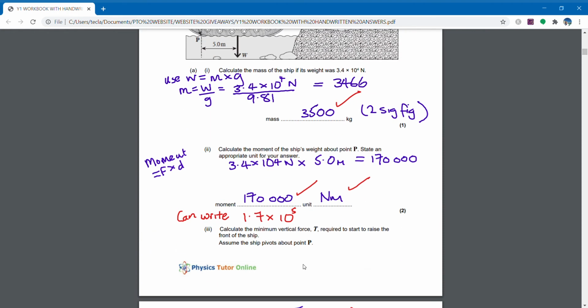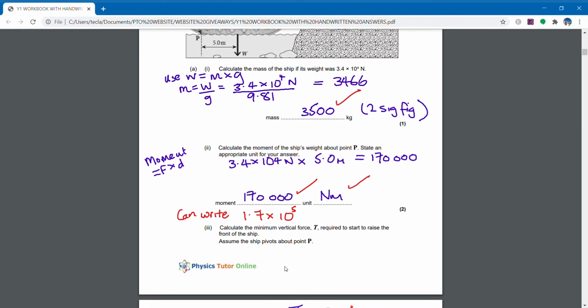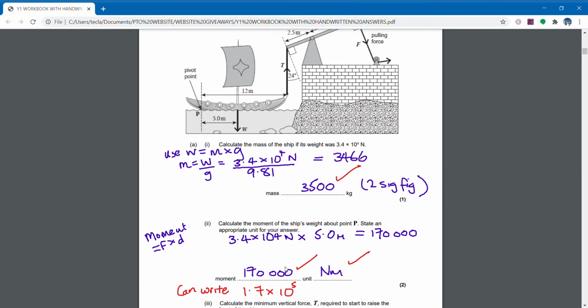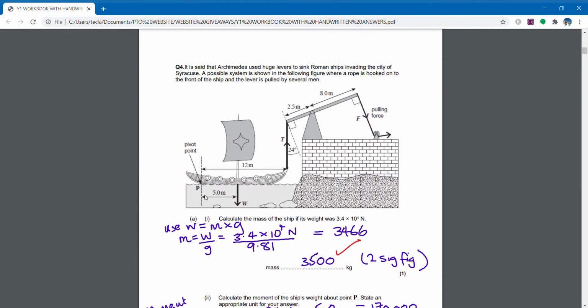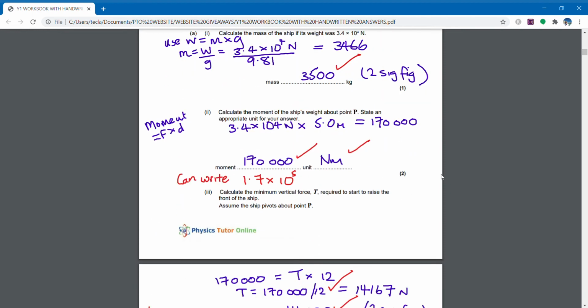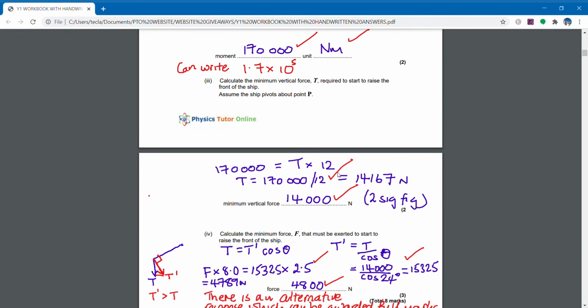Calculate the minimum vertical force T required to start to raise the front of the ship. Assume the ship pivots about point P. So looking at the diagram, we've just calculated the clockwise moment. We now need to balance that. So the anti-clockwise moment will equal the clockwise moment. So T times 12 will equal 170,000, which we've just calculated here as our clockwise moment.